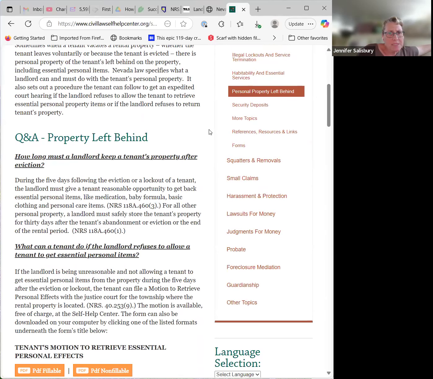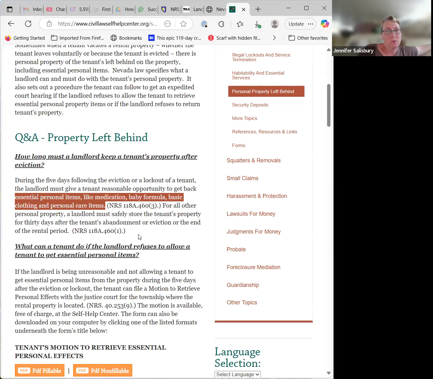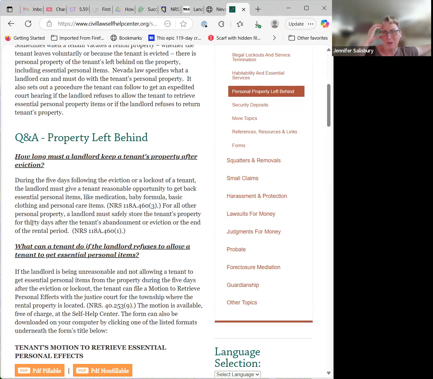How long must the landlord keep a tenant's property after eviction? During the 5 days following an eviction or a lockout of a tenant, you've got to allow access to get personal care items, which we get. For all other personal property, the landlord must safely store the tenant's property for 30 days. There it is, 30 days. Now I think the other one must have been a filing, 21 days for filing. Okay.